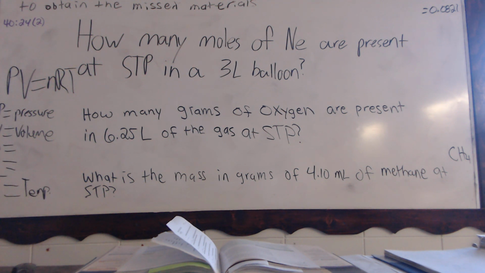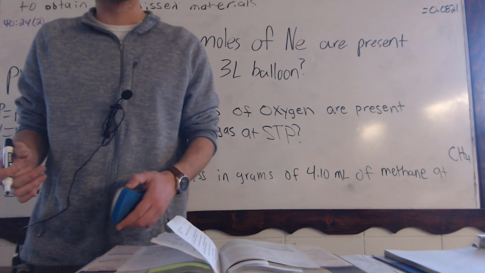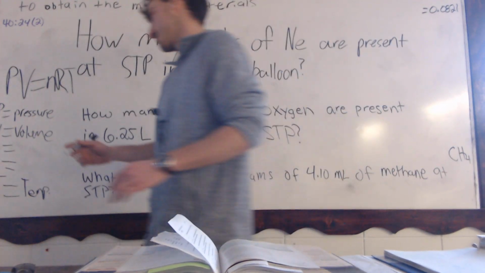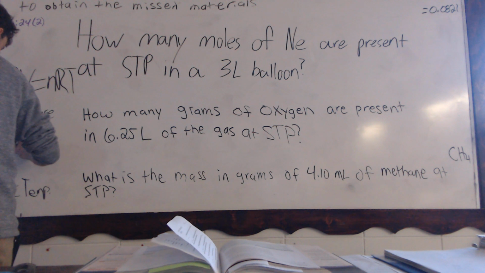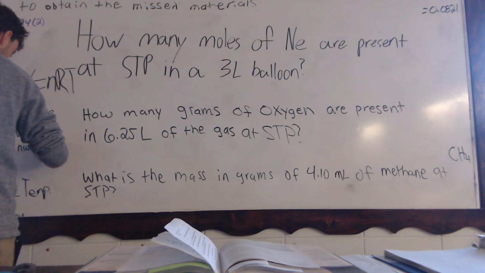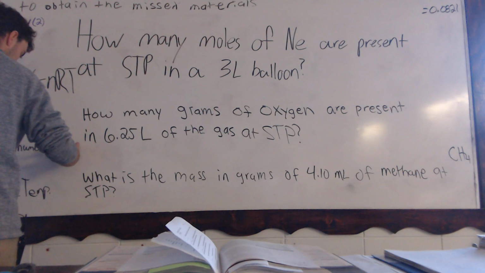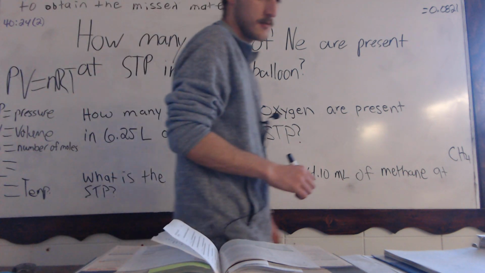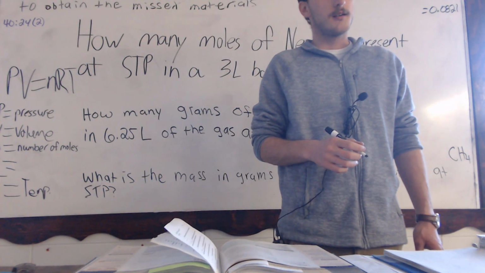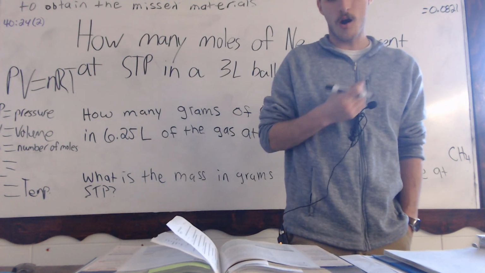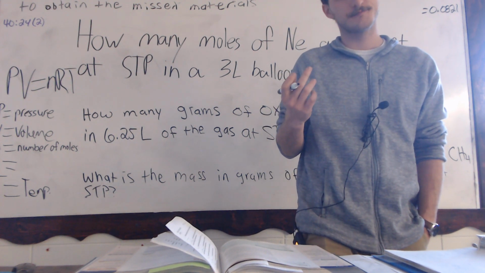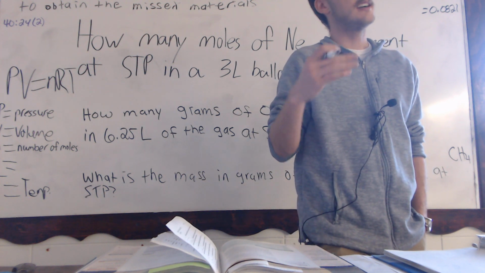Okay, so we've got two new variables, and N would be the number of moles. N is the number of moles. And then R will be our gas constant. And it's something, it's always the same.